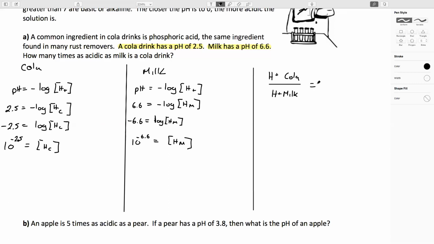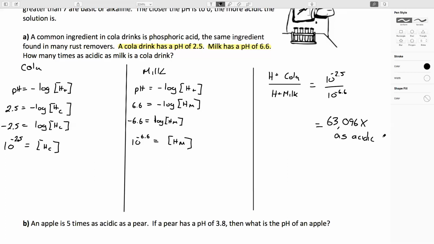then I would be doing 10 to the minus 2.5 divided by 10 to the minus 6.6. And I would find that this, well, I could do this by hand. I'm just going to punch this into a calculator. I would find that this is 63,096 times as acidic.